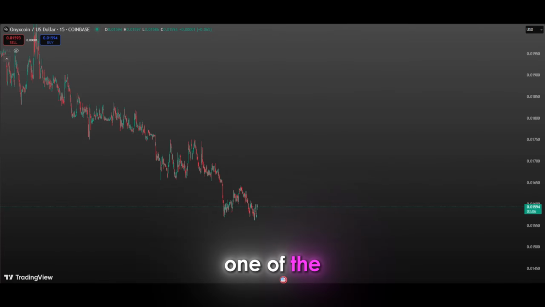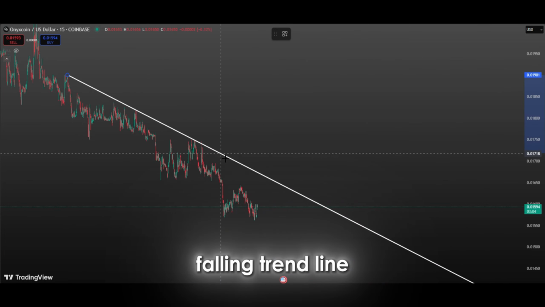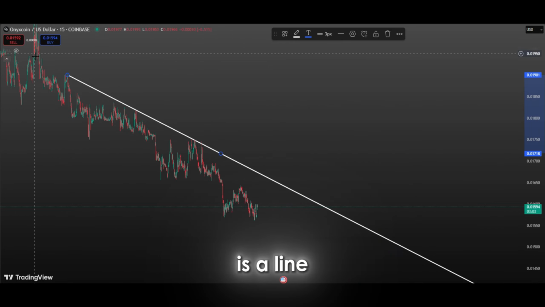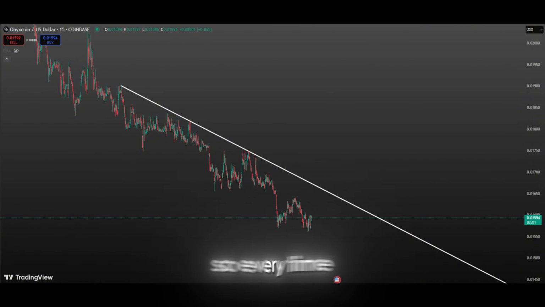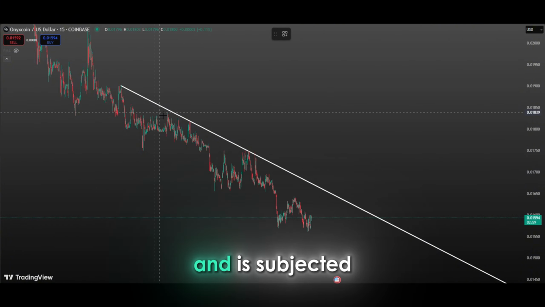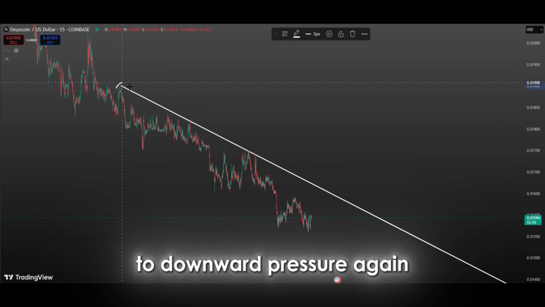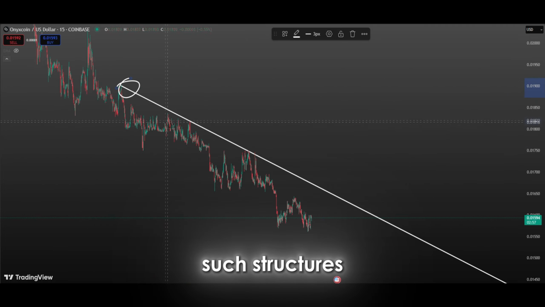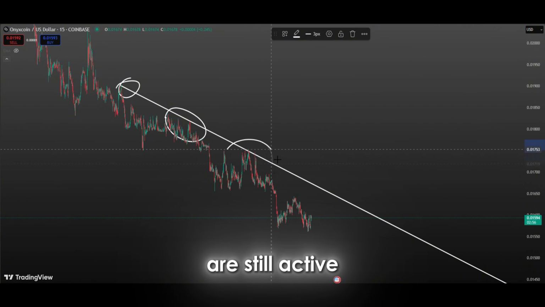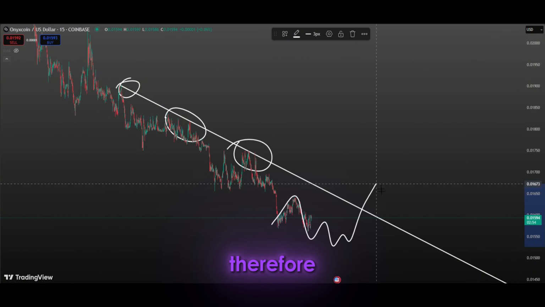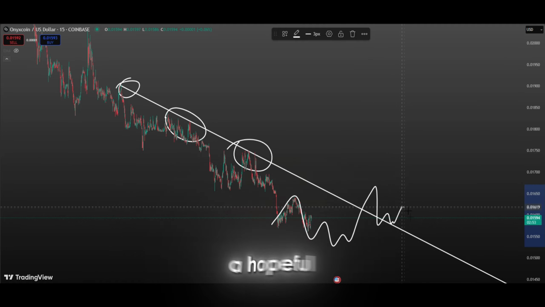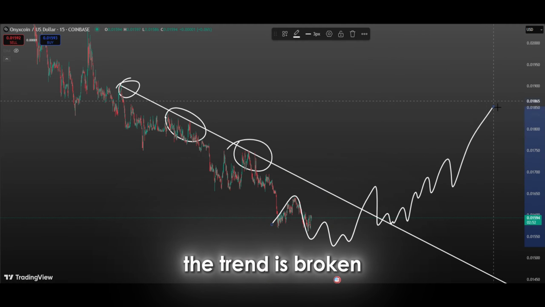Stay tuned. One of the most notable technical structures on the chart at the moment is the prominent falling trend line. This trend line is a line of downward pressure that the price has been building since its previous highs. So every time the price tries to rebound, it encounters this falling line and is subjected to downward pressure again. In technical analysis, such structures indicate that sellers are still active in the market and that buyers have not yet fully seized power. Therefore, these levels are insufficient to paint a hopeful bullish picture unless the trend is broken.